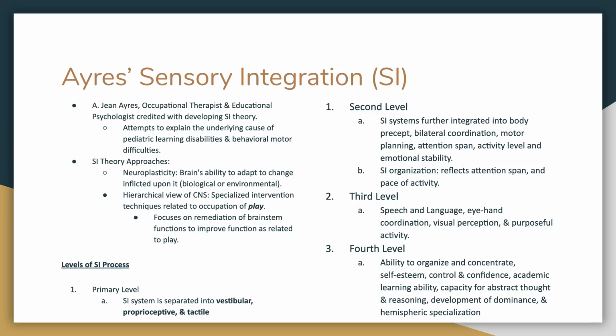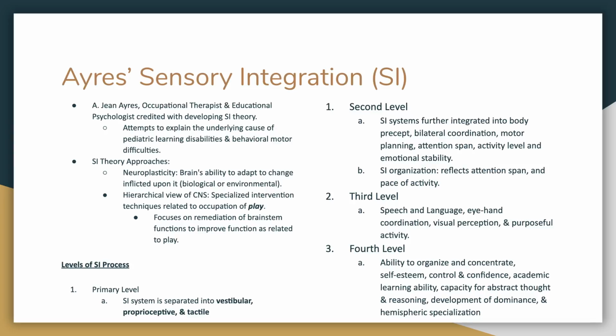Proprioceptive and vestibular provide gravitational security to the infant and will help the child with standing and walking balance in the future. This includes eye movements, posture, balance, muscle tone, and gravitational security. The second level of the sensory integration system is further integrated into body percept, bilateral coordination, motor planning, attention span, activity level, and emotional stability.